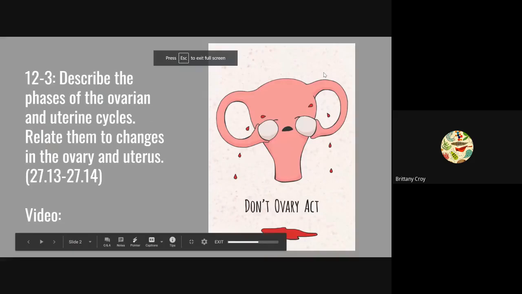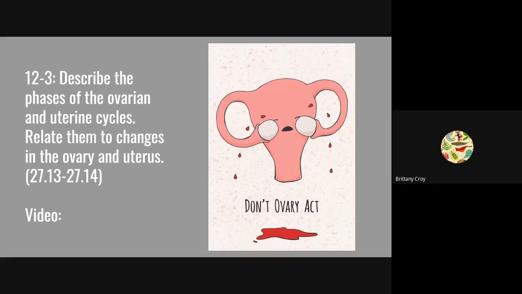All right, hello everybody. Today we're going to talk about Objective 12.3, describe the phases of the ovarian and uterine cycles, relate them to changes in the ovary and the uterus. So for starters, we're going to talk about two separate cycles, but they happen at the same time, so it can get a little bit confusing. Luckily, they're named pretty well.